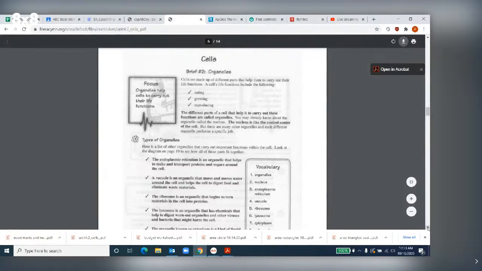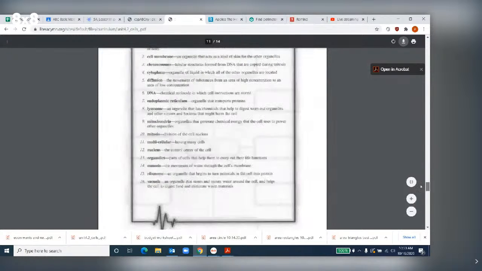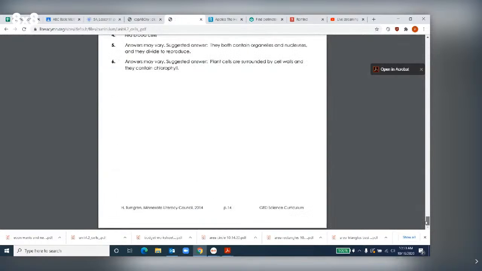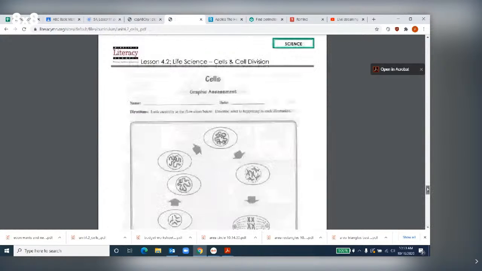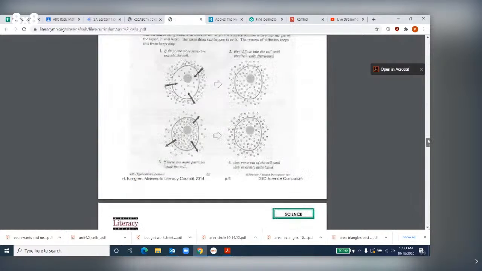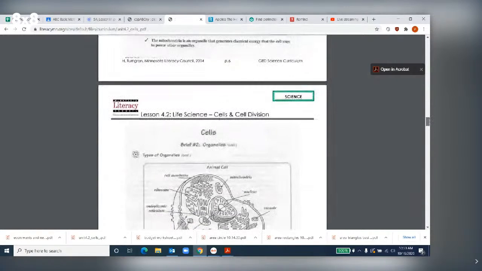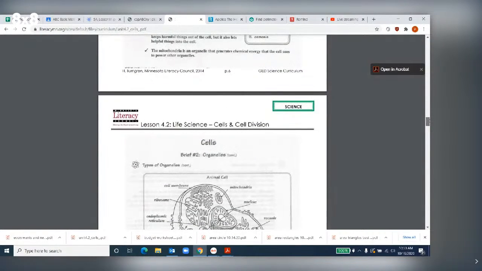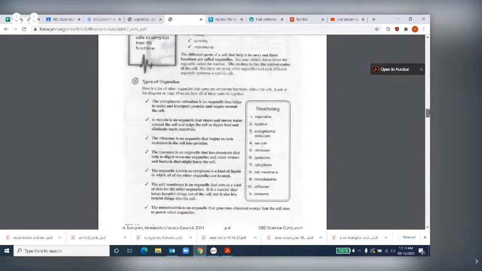Here is a list of other organelles that carry out important functions of the cell. Look at the diagram on page 19 to see how all these fit together. And let me see if we go down to page 19 here. I think page 19 must have been that diagram from yesterday. Okay. Oh, this might be it right here. Okay.